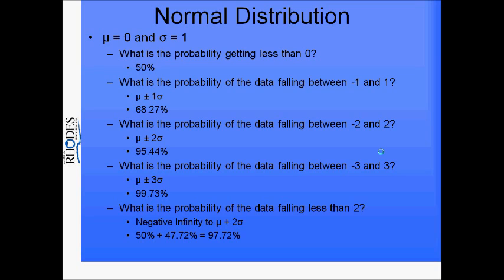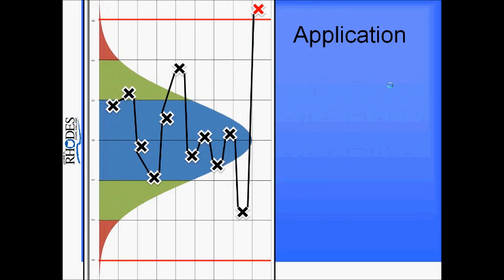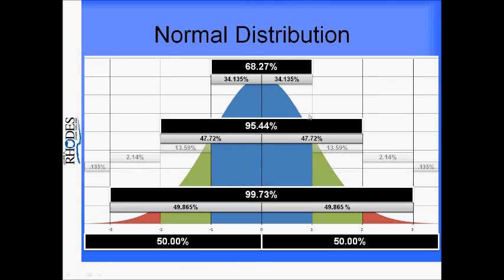So knowing this, now we can start asking all types of probability questions. So what's the probability of getting less than 0? It's 50%, because 0 is your mean, standard deviation is 1. What's the probability of getting data to fall between -1 and 1? Well, you just got to use the chart. You got to use this chart back here. I'm jumping around, but you got to use this chart. From -1 to 1 is 68%. And the same thing with all of these.